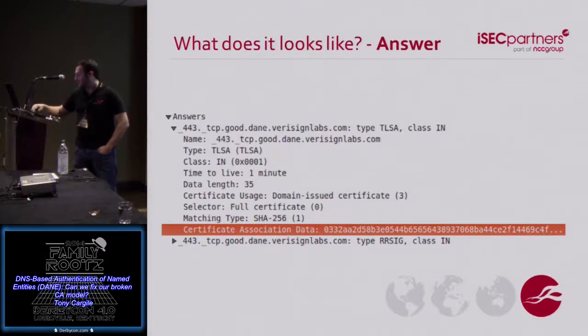And next to that, you actually get the RRSIG. Like I said, this sits on top of DNSSEC. So we know that the certificate we just received is a valid certificate coming from the proper name server, and it hasn't been modified.